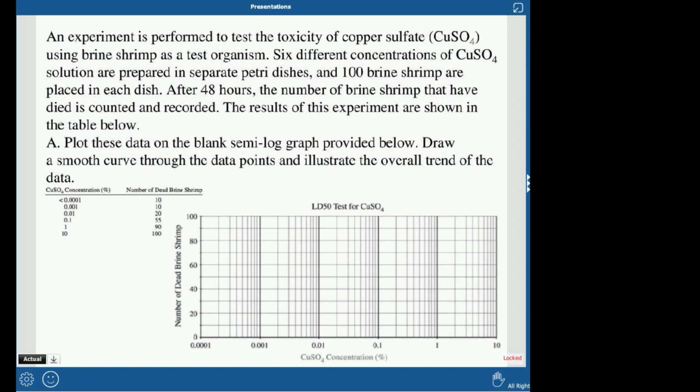So we have less than 0.0001. We have 10 dead brine shrimp. So I'll put a dot right here. And then at 0.001, we still have 10 dead brine shrimp. And then at 0.01, we have 20. And then at 0.1, we have 55. So there's 40, 50, 55, halfway between 50 and 60. At 1, we have 90. And at 10, we have 100. So you can see this graph is giving us that shape, right?